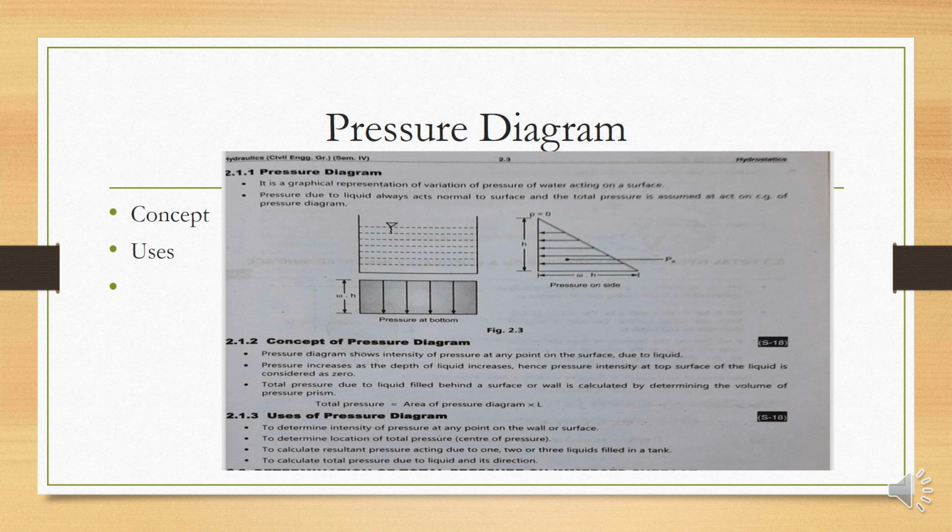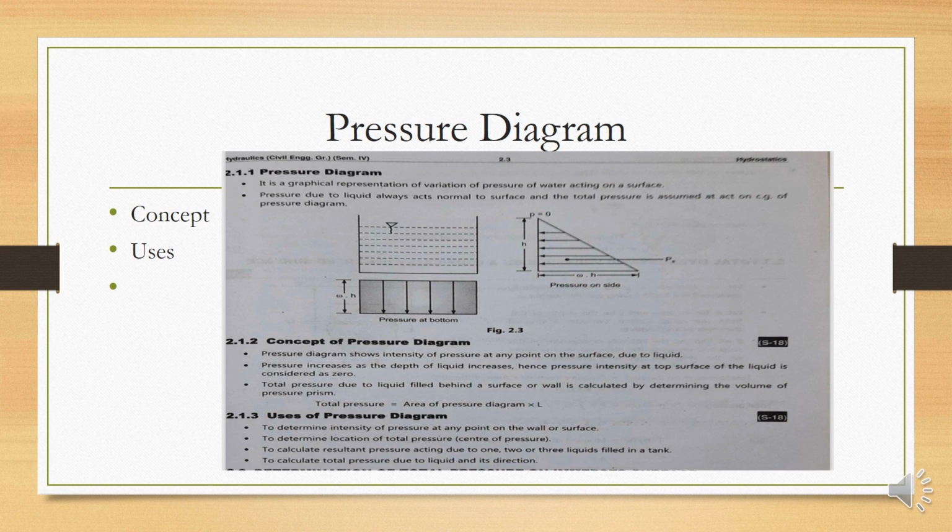Now we'll see the concept of the pressure diagram. A pressure diagram shows the intensity of the pressure at any point on a surface due to the liquid. Due to liquid there are many forces acting on a water tank, meaning the gravitational force and the weight of that particular liquid, either water or oil or any other liquid. Next, pressure increases as the depth of the liquid increases.